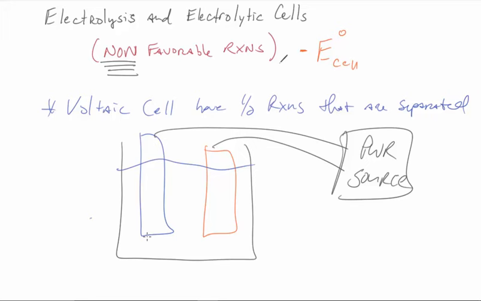But the big thing I want you to see is that we've got to have this power source to drive this reaction. So if you're ever looking at a cell and you're trying to figure out, hey, is it galvanic or electrolytic, if you see a power source, you'll have to be able to spot and recognize that that is actually an electrolytic cell. You would expect to get a negative E cell value out of that.